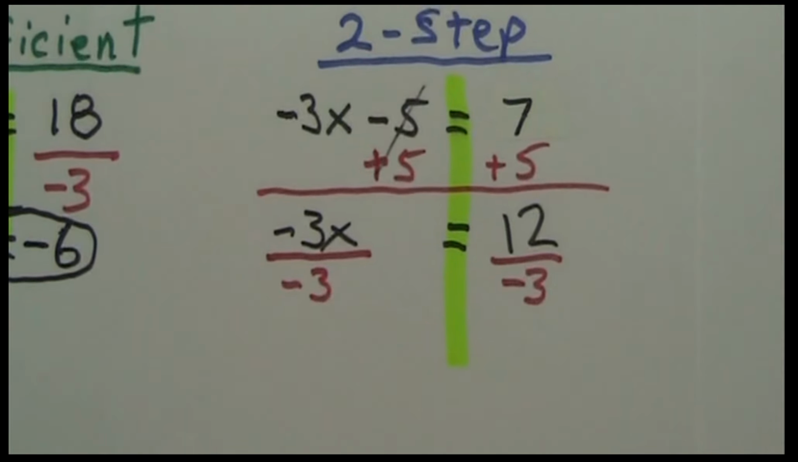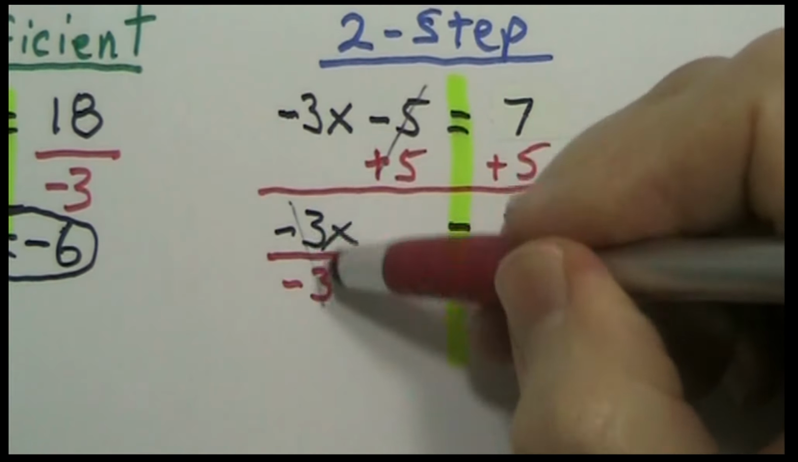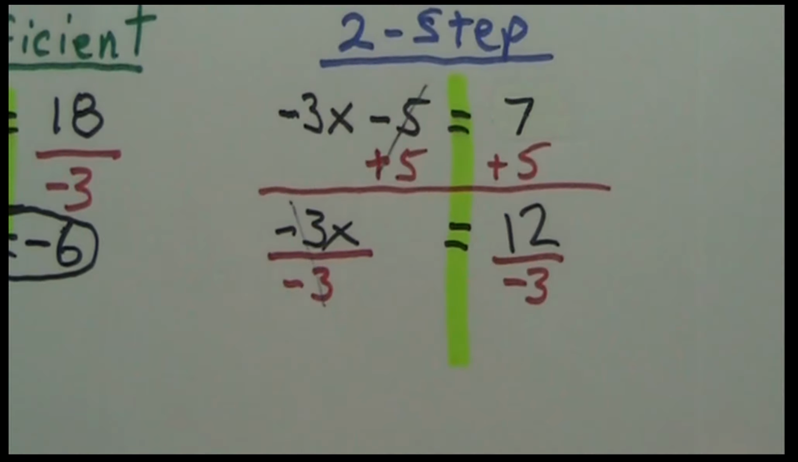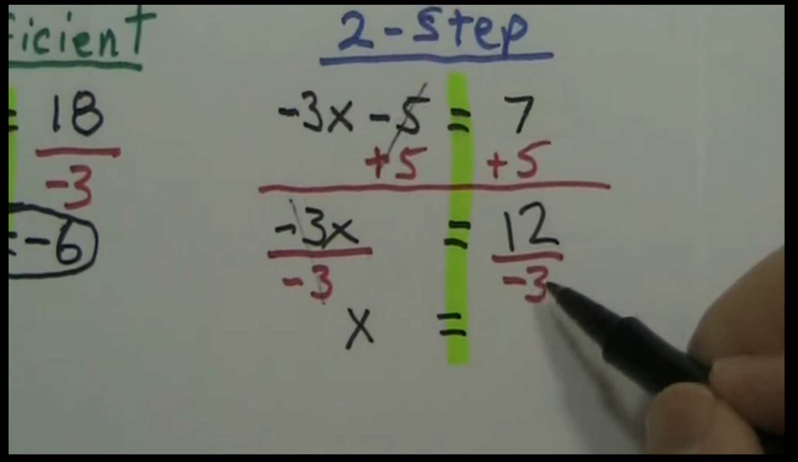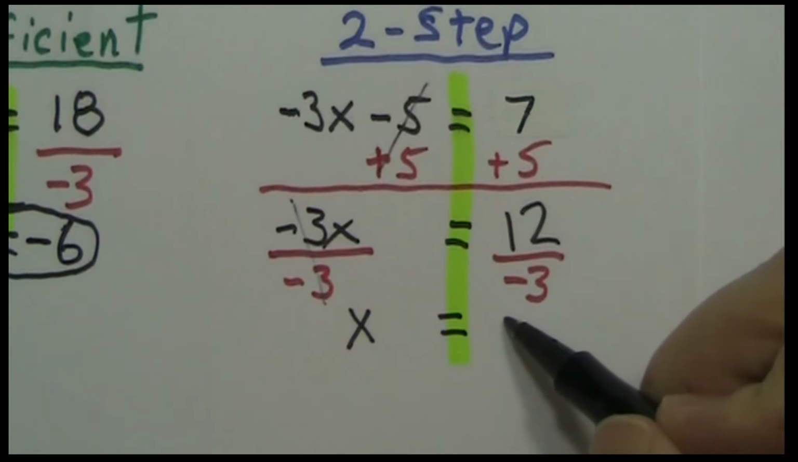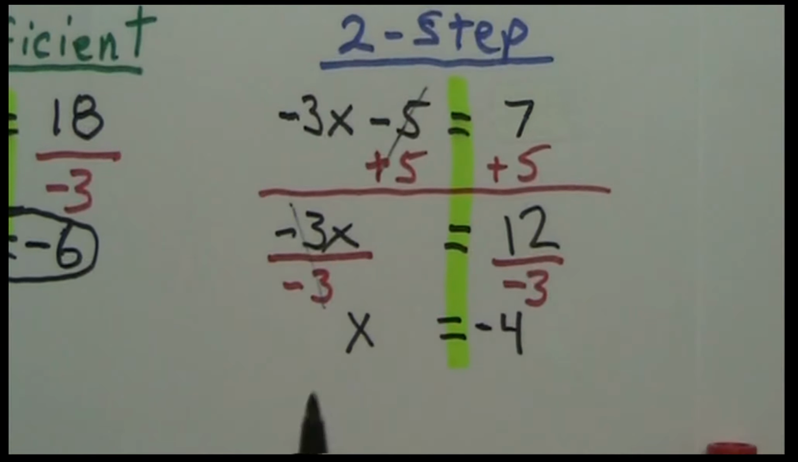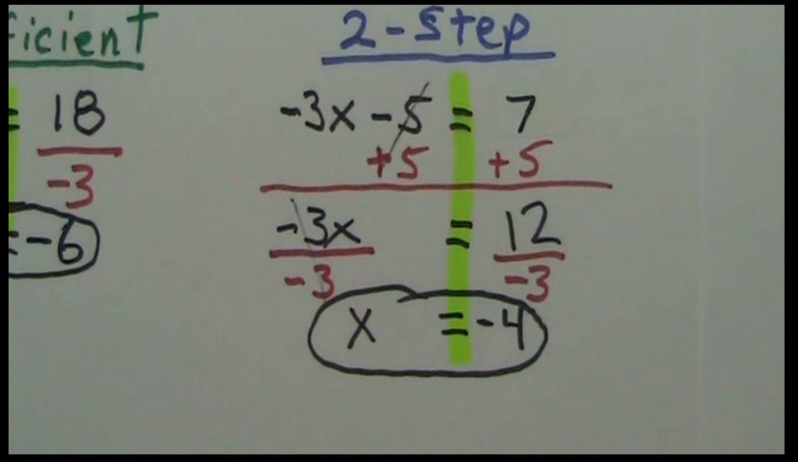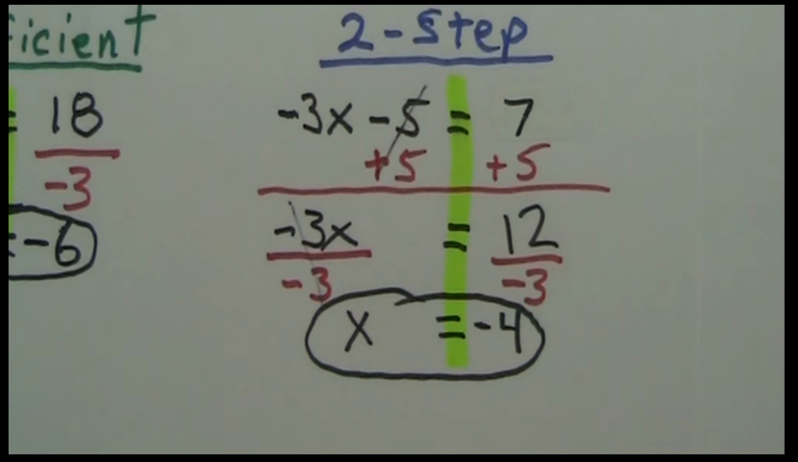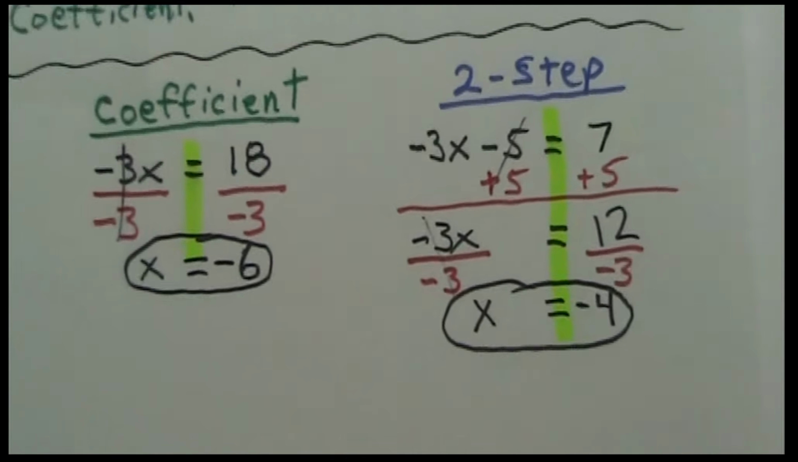So if we do that, this becomes just 1 and 1x. Well, 1x is just x. Equals 3 goes into 12 4 times, and there's one negative. So the answer is negative. And there we go. You see that? That is a two-step equation, and that's how you solve it. It's just like one step, except we do it twice. And that's why it's called two-step equation.